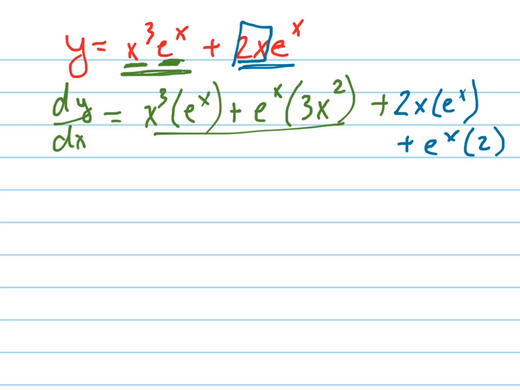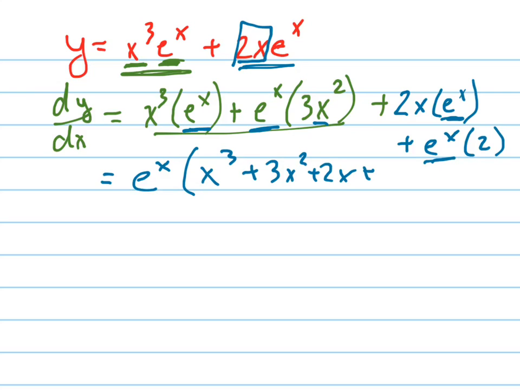There's really nothing to simplify, although I could factor out. Notice that all of these terms have an e to the x in them now. So I could take an e to the x out, and I'd be left with x cubed plus 3x squared plus 2x plus 2, which looks really nice.